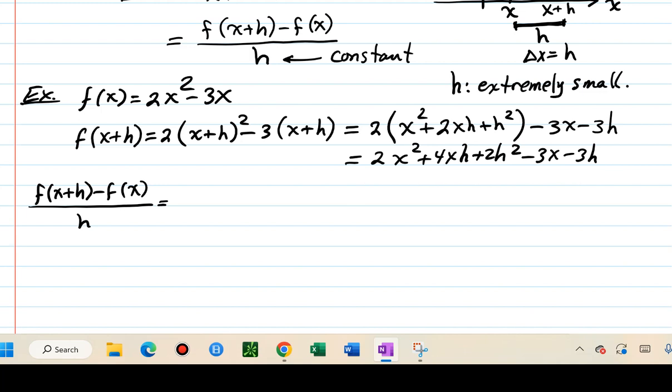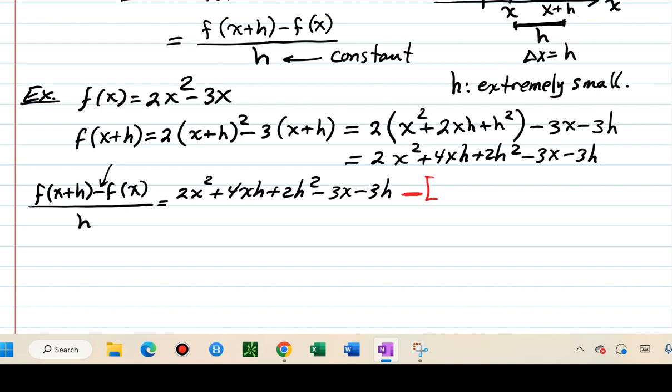And I'm looking to see if there are any like terms. No, there are no like terms in that for f at x plus h. So I'm just going to have to copy the whole thing: 2x squared plus 4xh plus 2h squared, negative 3x, negative 3h. And then from that, remember, we're going to subtract. So I'm going to do minus, right?